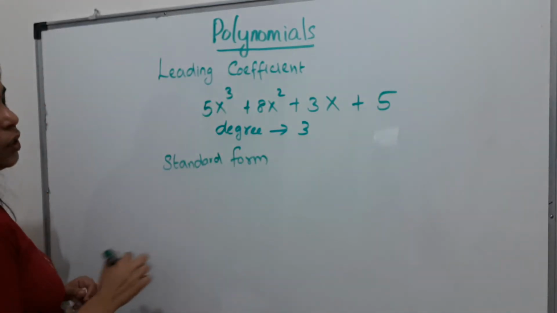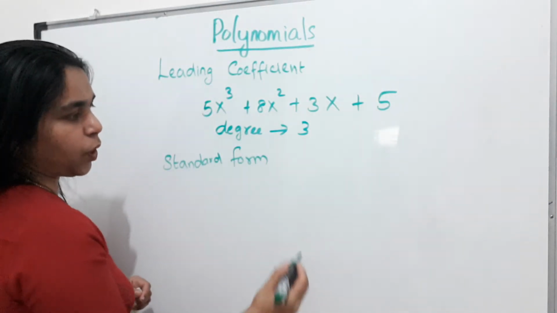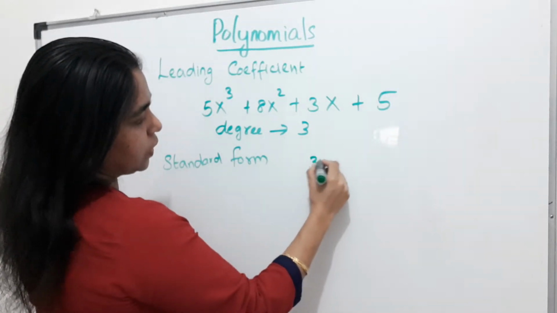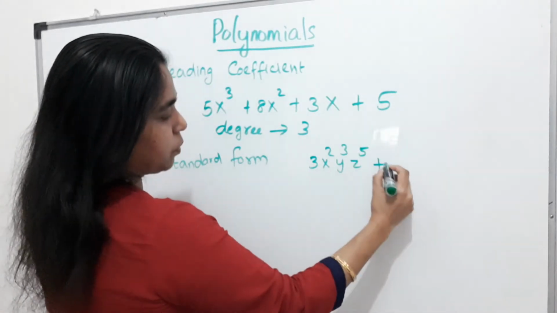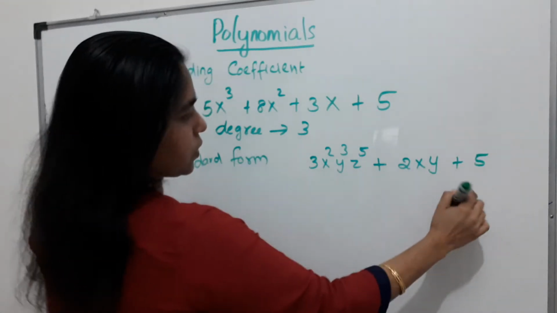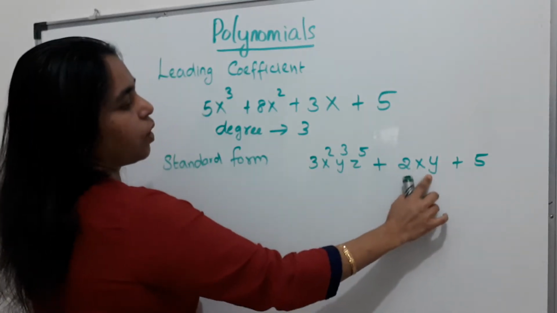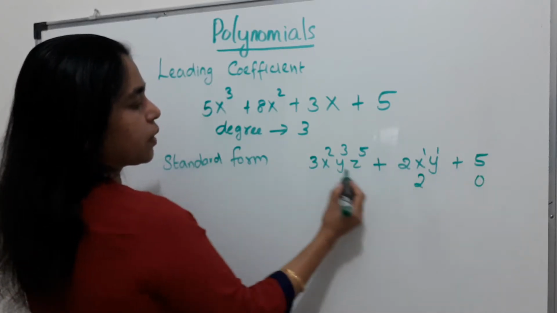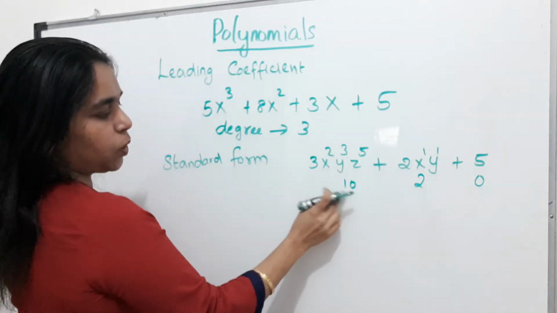power in here, right? In some cases, it will be a polynomial, but at the same time more than one variable will be there. So for example, 3x squared y cubed z to the 5, and then plus 2xy plus 5. The degree of this monomial is 0, and the degree of this one is 1 plus 1, which is equal to 2. And here you have 2 plus 3 is 5, 5 plus 5 is 10. So the degree of this polynomial is 10.